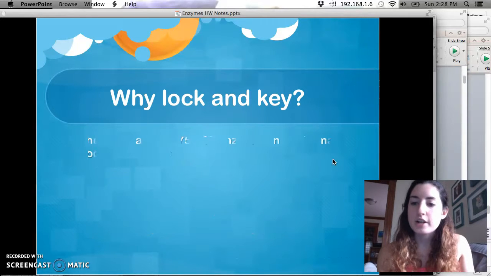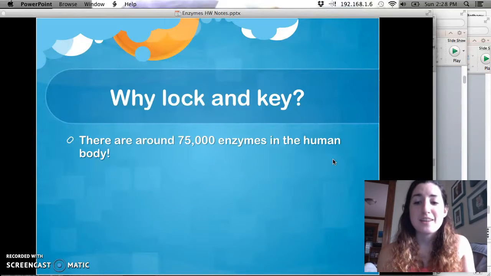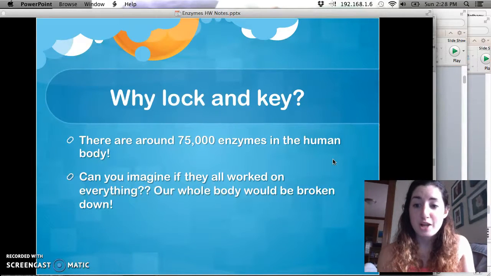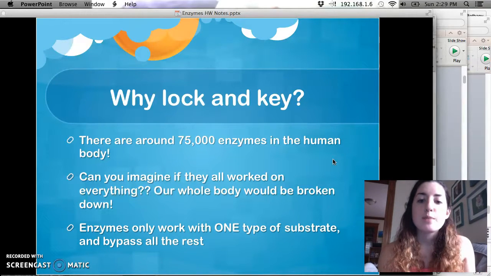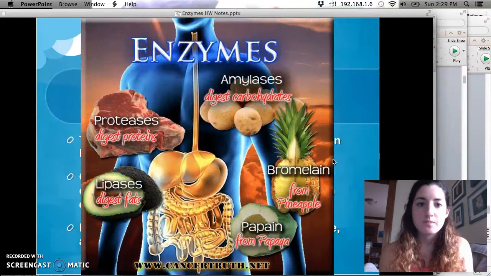So why does lock and key matter? Because there are 75,000 enzymes in the human body. So can you imagine if they all worked on everything? We'd be exploding because so many things would be happening. So enzymes only work on one thing and bypass everything else.